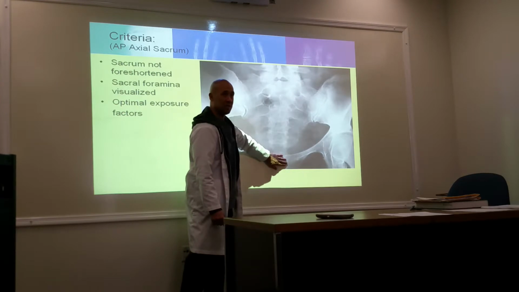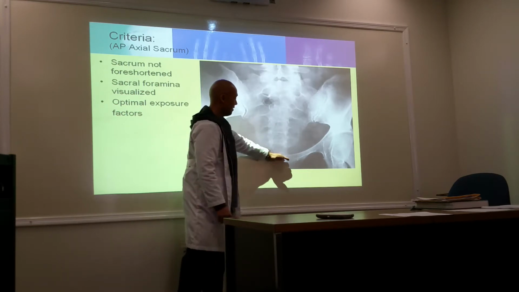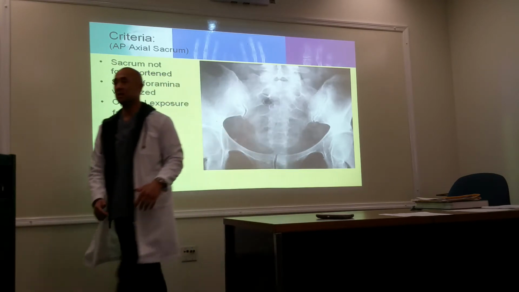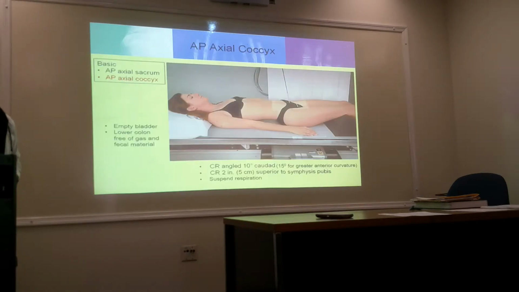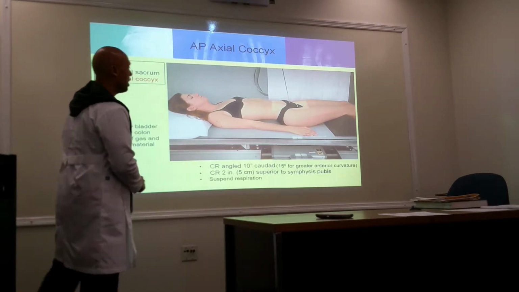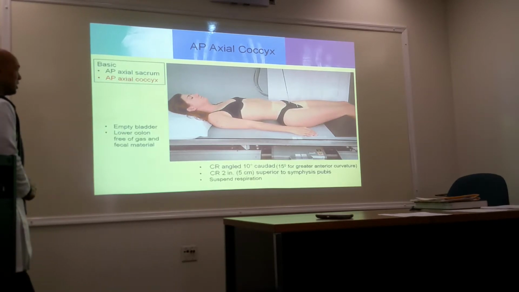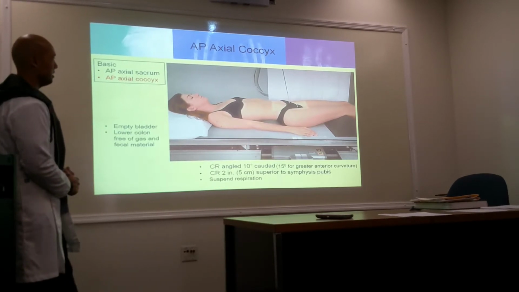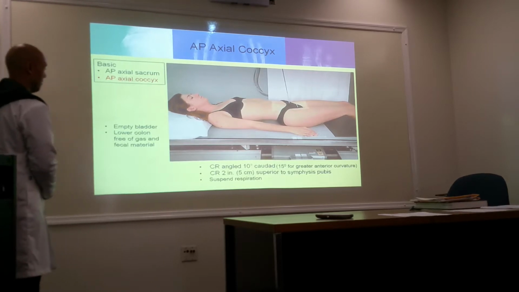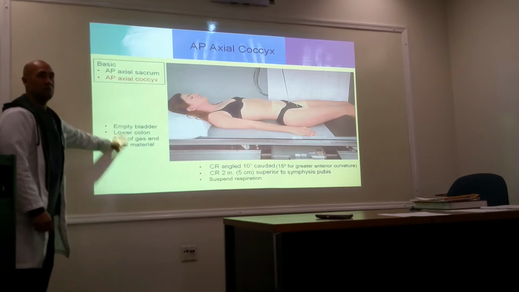So if we want to visualize this, how are we going to visualize the coccyx? Going caudal. Now we have to angle it the other way. We're trying to project the symphysis pubis away from the coccyx. So now we're going to do a reverse angle. So for an AP axial coccyx, it's going to be 10-degree angulation towards the feet, greater again for females. Centroid is going to be 2 inches superior to the symphysis pubis. Again, we want to make sure they're cleaned out.